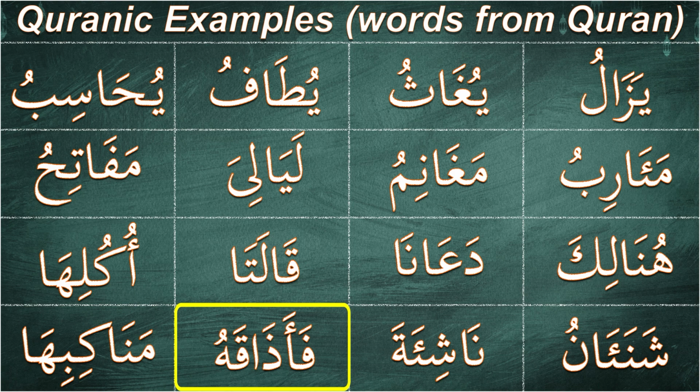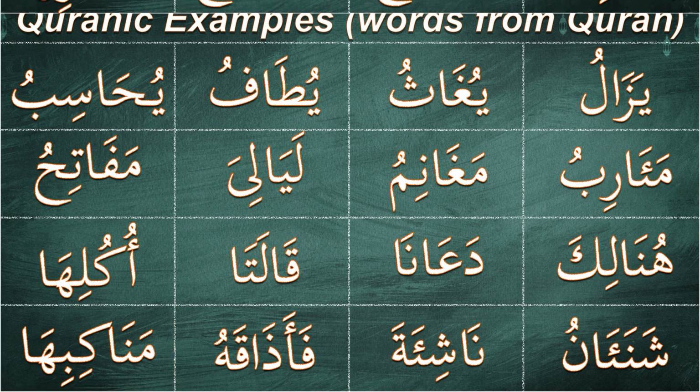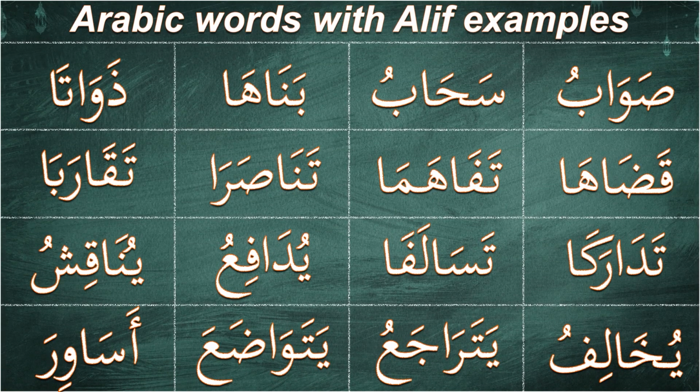Notice that the second letter here is Hamza, not Alif. We will not pronounce the Alif because there is a Hamza above it. And as we said before in previous lessons, if the Hamza comes above any letter, we don't pronounce this letter, we only pronounce the Hamza. So we say فأذاقه. Next one. مناكبها. Next page. In this page, we have Arabic words.